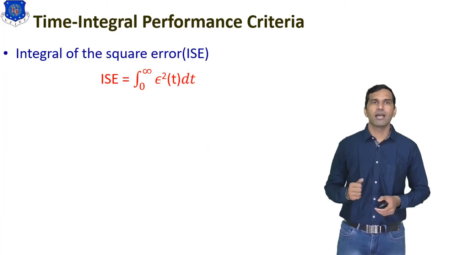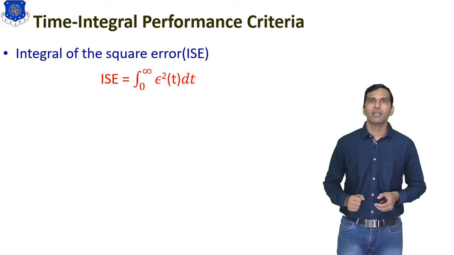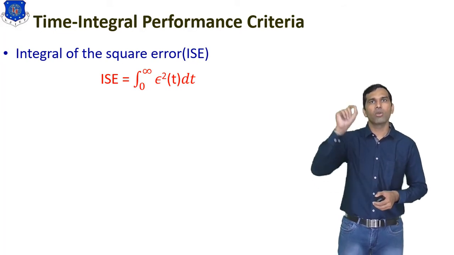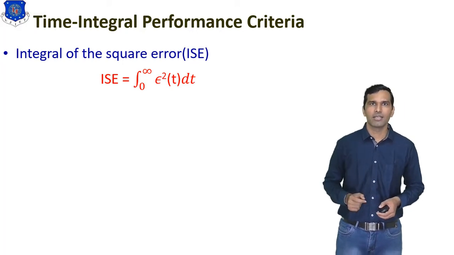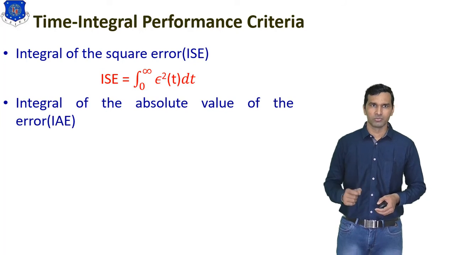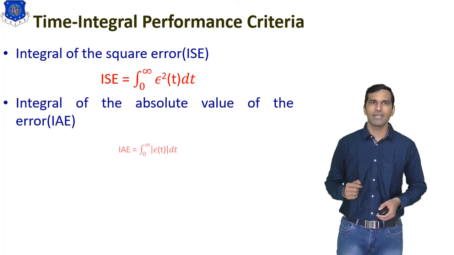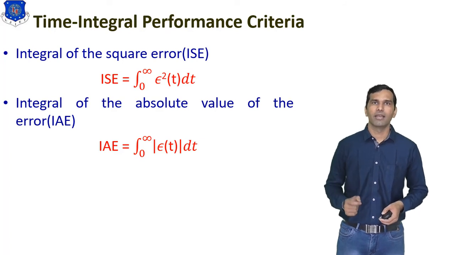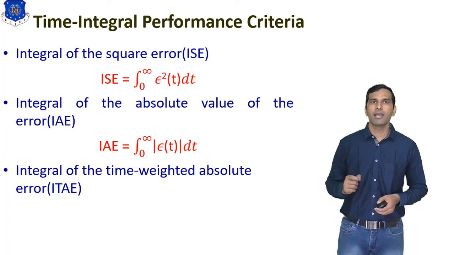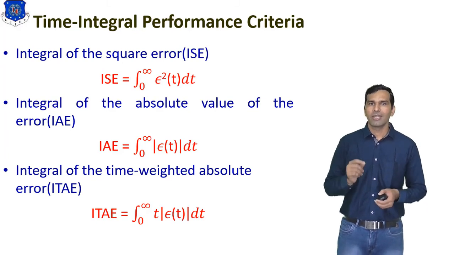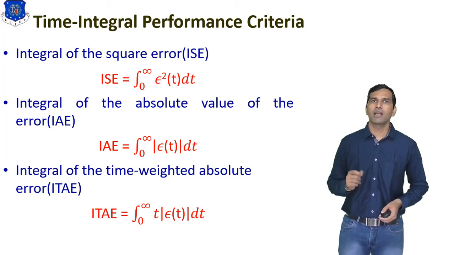So which are these? The first one is the integral of the square error, which we define as ISE, and the equation is the integration from 0 to infinity of e squared t dt. Here e indicates the error. The next one is the integral of the absolute value of the error, denoted as IAE, defined as the integration from 0 to infinity of the modulus of e t dt. And the last time integral performance criterion is the integral of time multiplied by absolute error, that means ITAE, defined as the integral from 0 to infinity of t times the modulus of e t dt. So these are the time integral performance criteria.